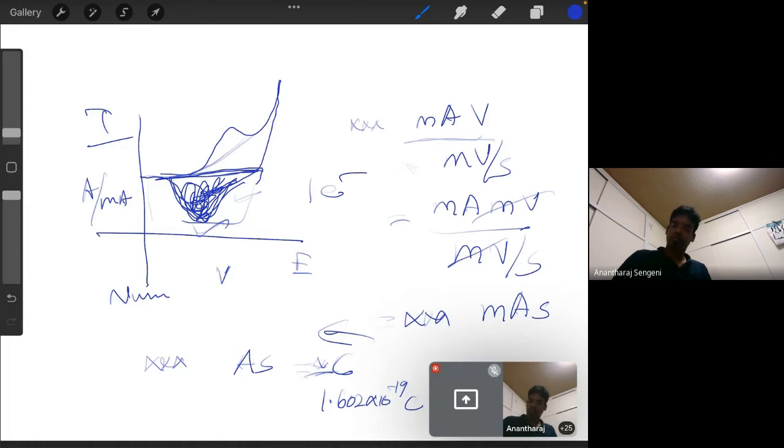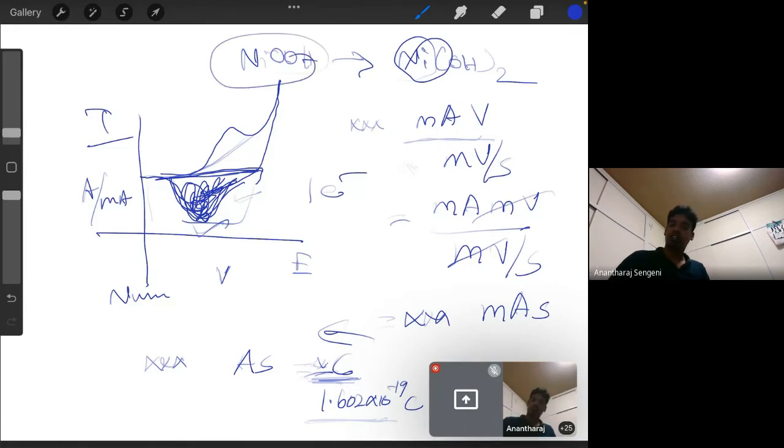For example, the reduction of nickel oxyhydroxide back to nickel hydroxide. This is a single electron reduction reaction, right? So in this case, you can directly assume that the number of electrons you calculated from the charge, found by integration and normalized with the charge of the electron, can be considered equivalent to the number of nickel sites that are getting reduced from nickel oxyhydroxide to nickel hydroxide. So this is how you can calculate the exact number of active sites of an electrocatalyst.